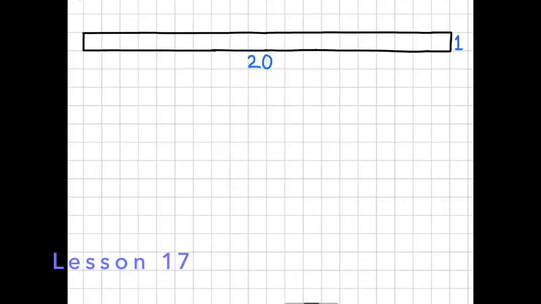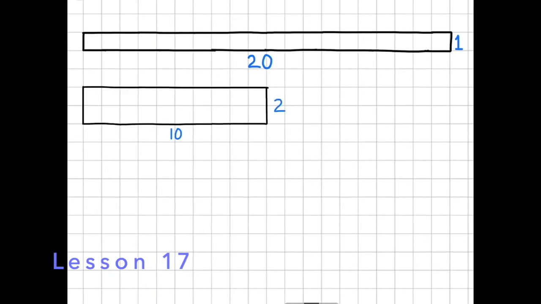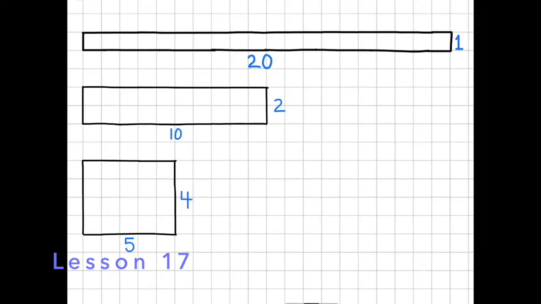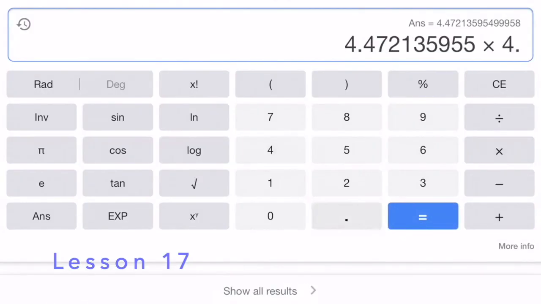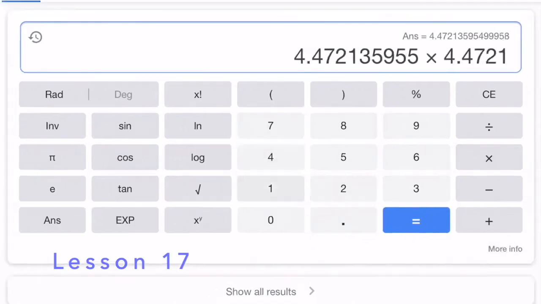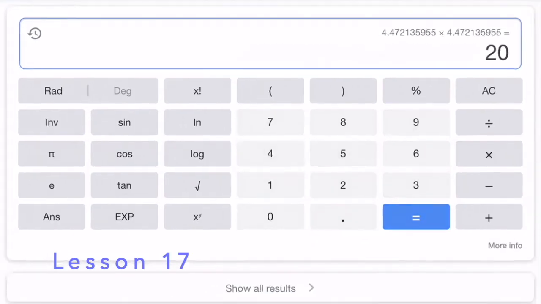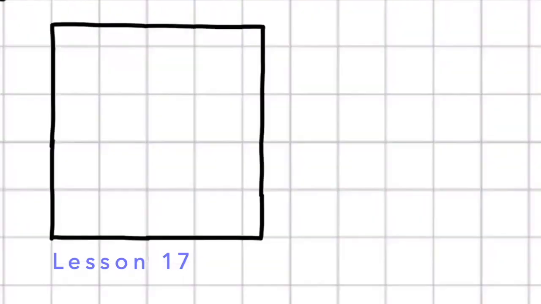20 is not a perfect square, and here's some examples why 20 is not a perfect square. 1 times 20 does not form a square, 2 times 10 does not form a perfect square, and 4 times 5 does not form a perfect square. This decimal is obviously not a whole number, and this decimal times itself equals 20. That's proof that 20 is not a perfect square.